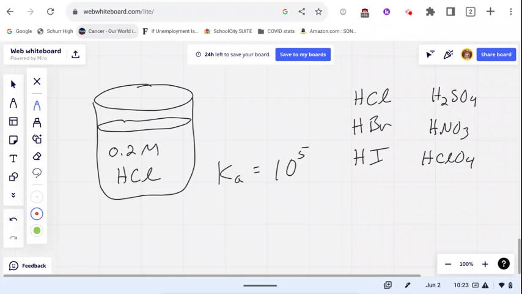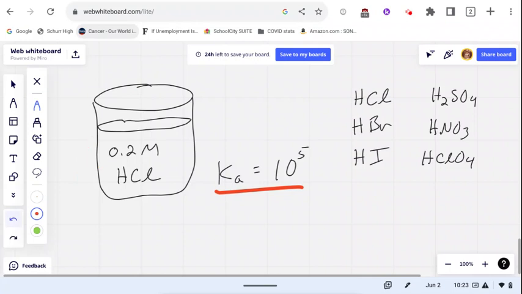How can you tell that you have a strong acid? Well, if the Ka is greater than 1, your acid is strong. So this one has a Ka of 10 to the fifth. This is hydrochloric acid. We have a sample here of 0.2 molar hydrochloric acid.